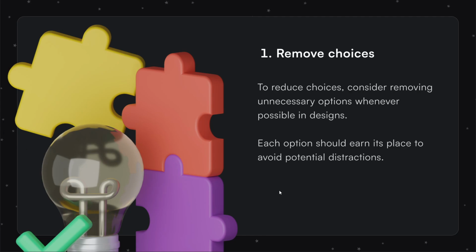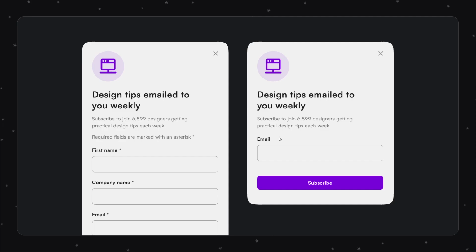To reduce choice, you should consider removing unnecessary options whenever possible in designs. So each option should earn its place to avoid potential distraction. For example, we have this form, right? If you're sending a weekly newsletter, you're only gonna need email. You don't need to ask for their first name and the company name if you're only gonna need email.